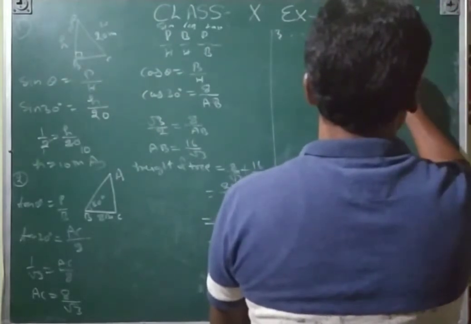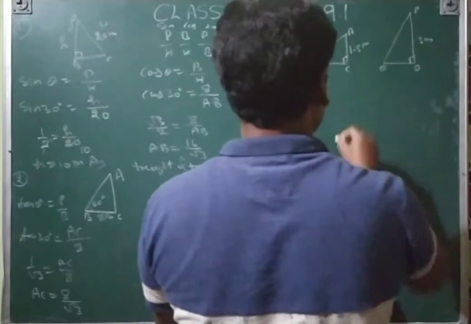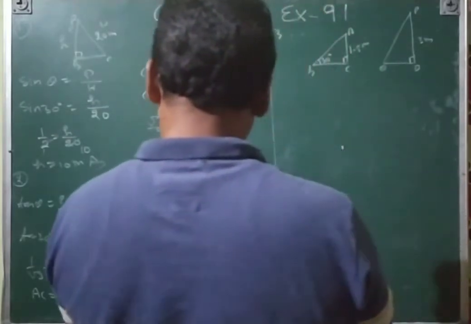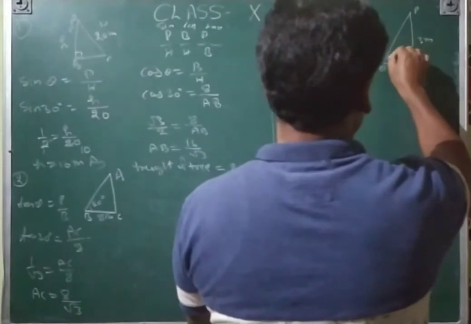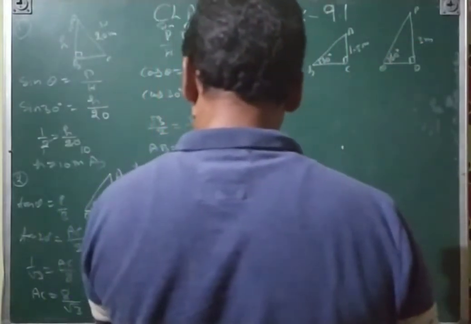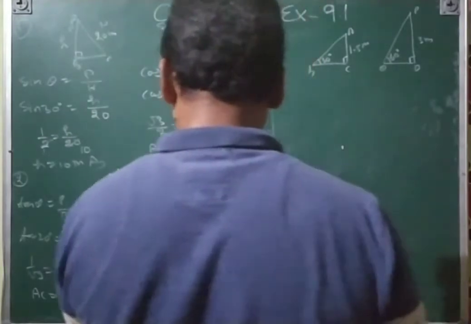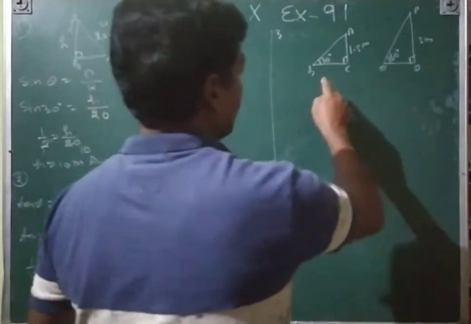Then we can write P, Q, R, that is 90 degrees. There is 60 degrees to the ground. And then what should be the length of the slide in each case? I am explaining only the first case here.